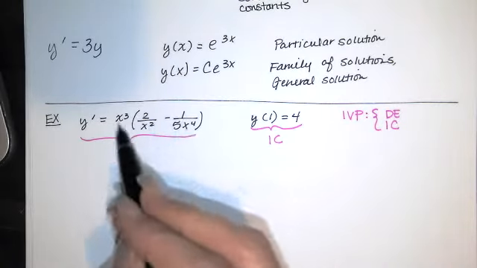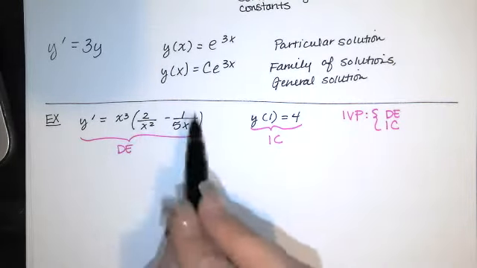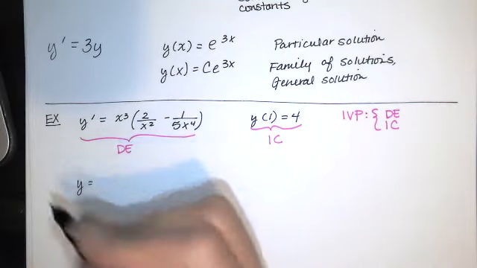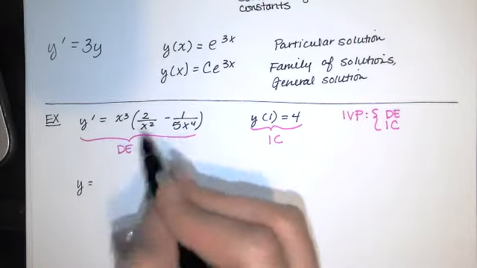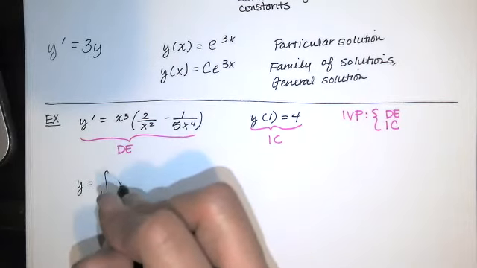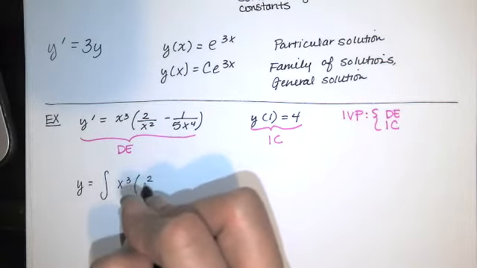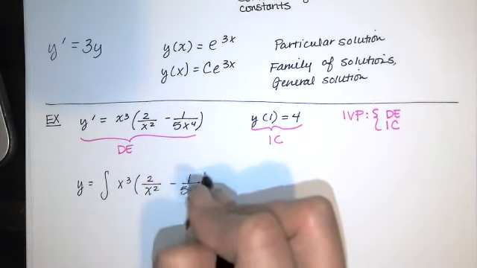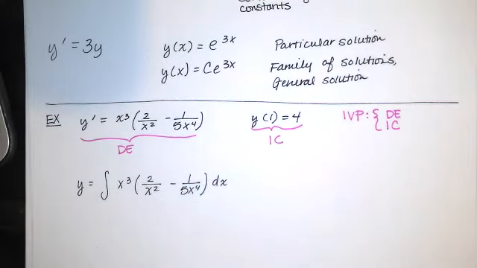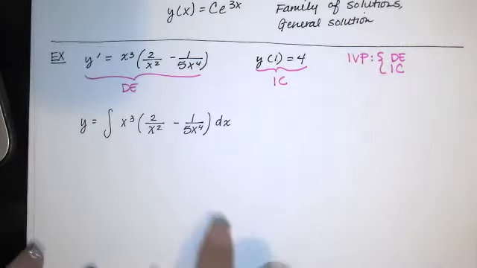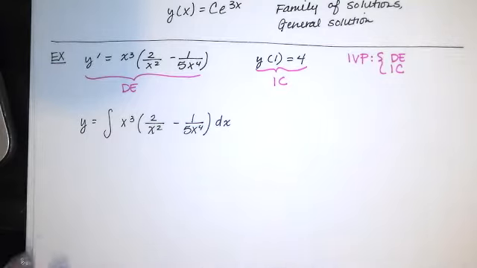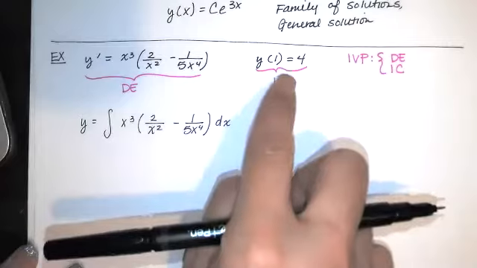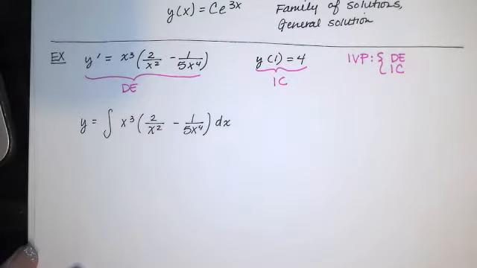Okay, and notice that this is a function of x. Since this is a function of x, if I want to find y, and I know its derivative, I just take the antiderivative. The antiderivative of the derivative will give me the function back. And this will produce what's called a general solution. We're going to have a constant of integration. And this initial condition will allow us to find the value of that constant.